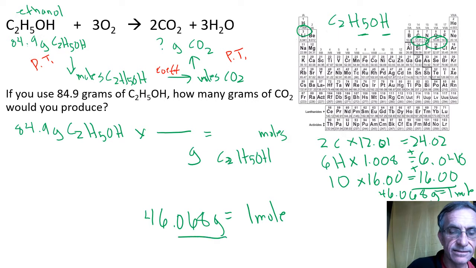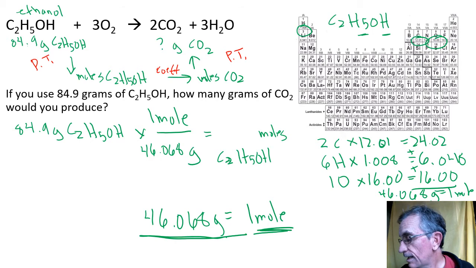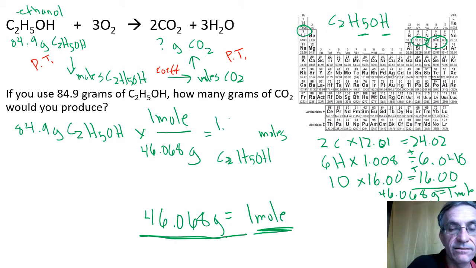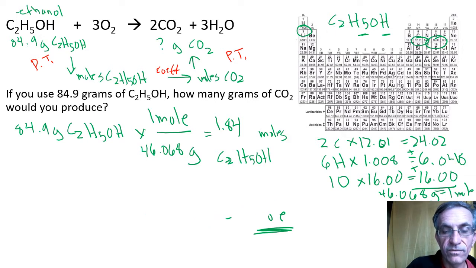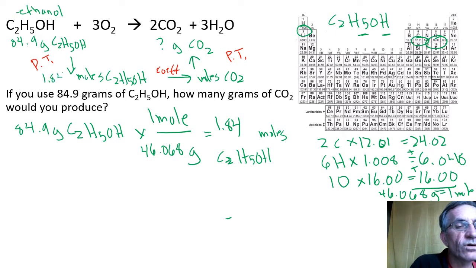That makes the 46 go on the bottom. And on this side, 1 mole goes on top. Now, if you work it out, I got 1.84 moles. That's what I came up with. So if we've done the first step, we've gone from grams to moles for this beginning compound, I guess it's alcohol, didn't we say? So right here, we have 1.84 moles.